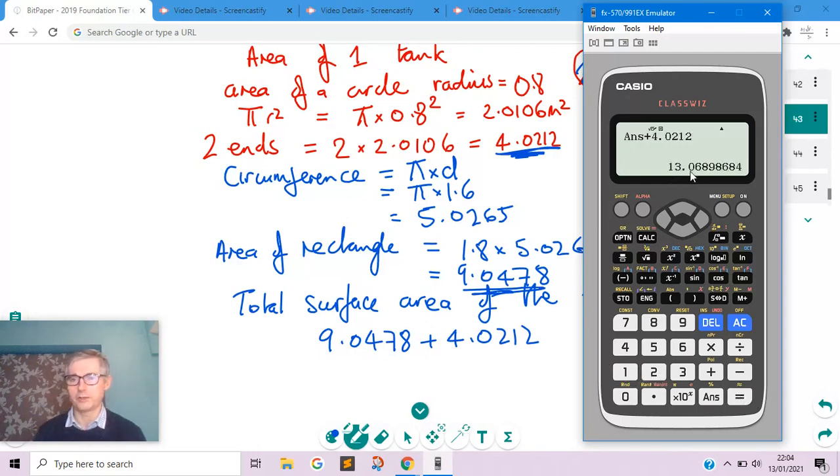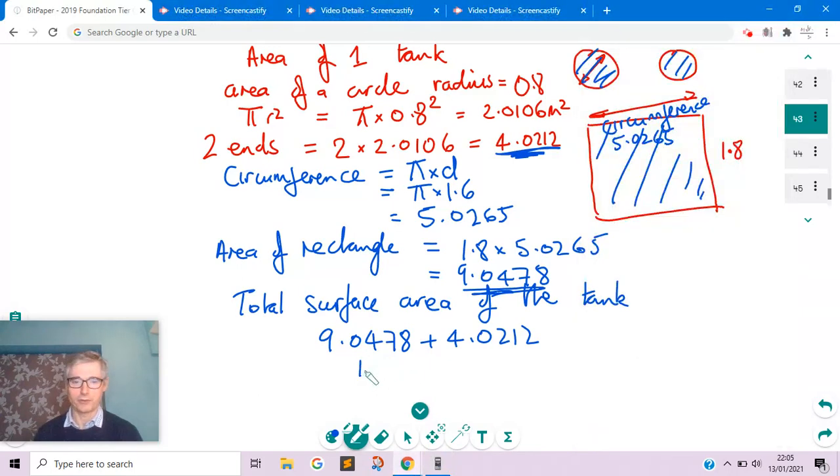So 13 point, again, if I do that to 4 decimal places, that actually gets a little bit more complicated because the 8 there, which is the 5th place, is going to put the 9 up to a 10. So that would mean there'd be a 0 where the 9 is, and we'd have to add 1 onto that 8 there. So that to 4 decimal places is going to be 13.0690. So 13.0690 to 4 decimal places, and that's meters squared.